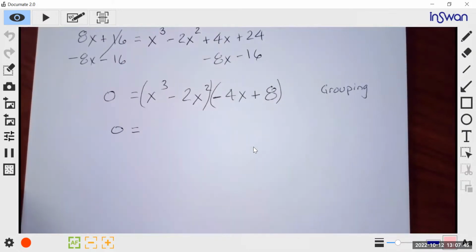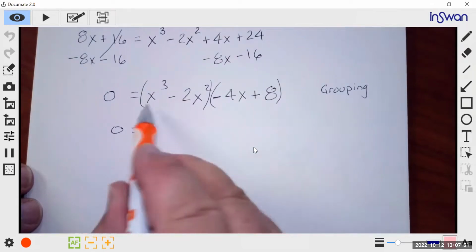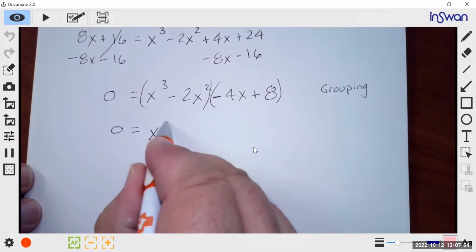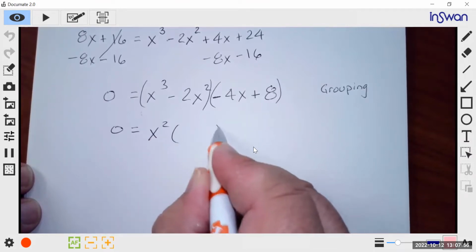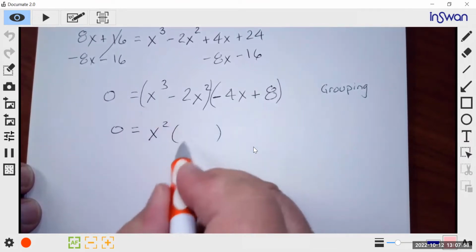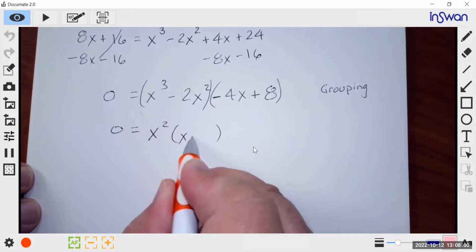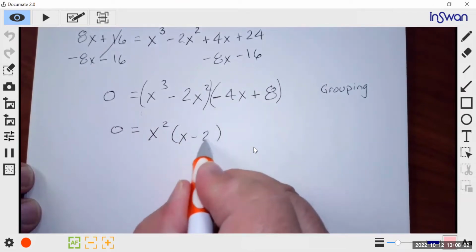Now, what can we factor out of the first one? Just one x? Yeah, they have 2 x's each, so we can take out 2 x's. If we take 2 x's out of the first one, we only have 1 x left. And take 2x out of the second one, we only have a 2 left.